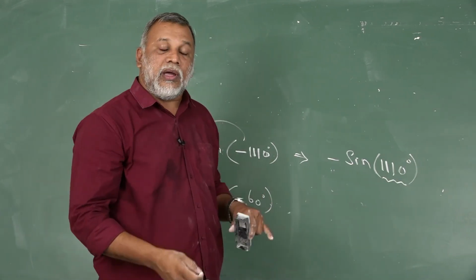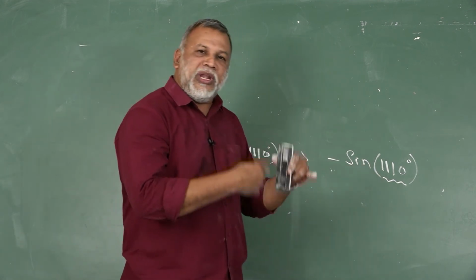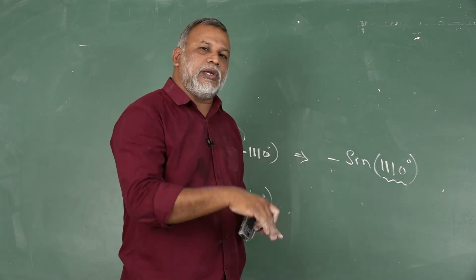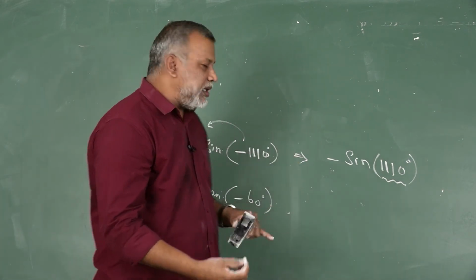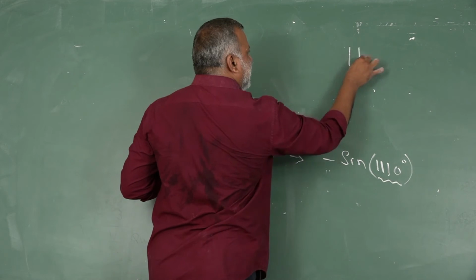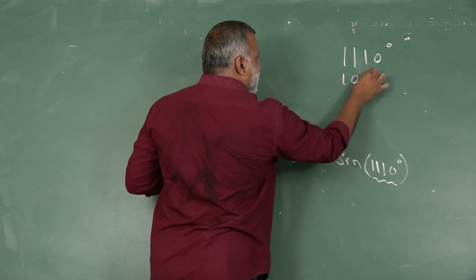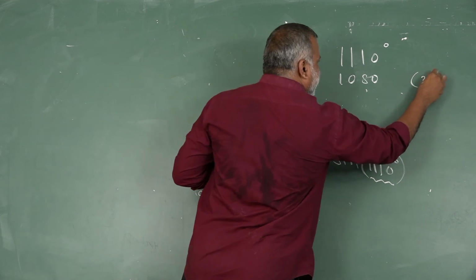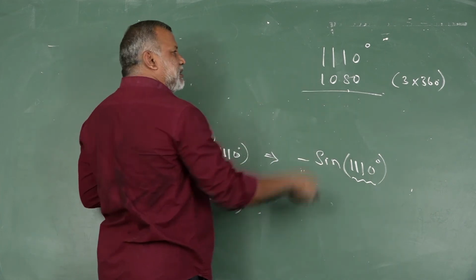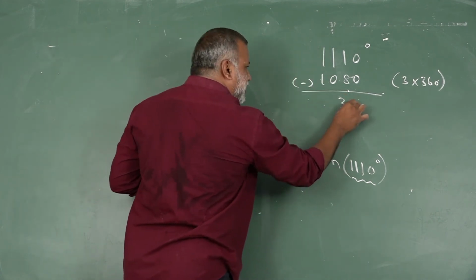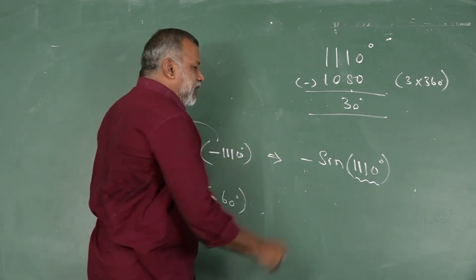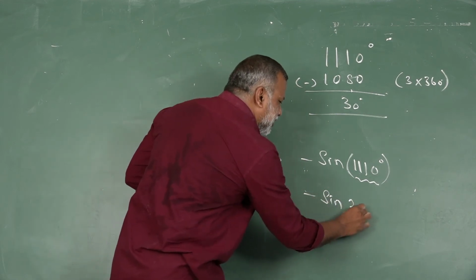Now listen, 1110 degrees is more than 360 degrees. Already we discussed it. How many complete rotations does it take? One rotation is 360, two rotations 720, three rotations 1080. Therefore it contains three complete rotations, that is 3 into 360. Just subtract this and we get 30 degrees. Therefore 1110 degrees can be put in the form of minus sin 30.